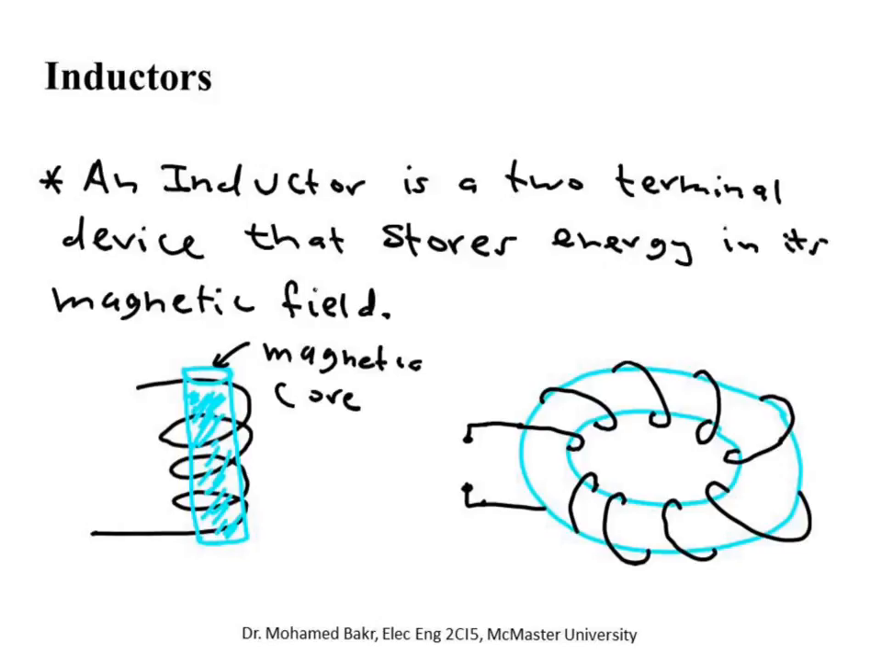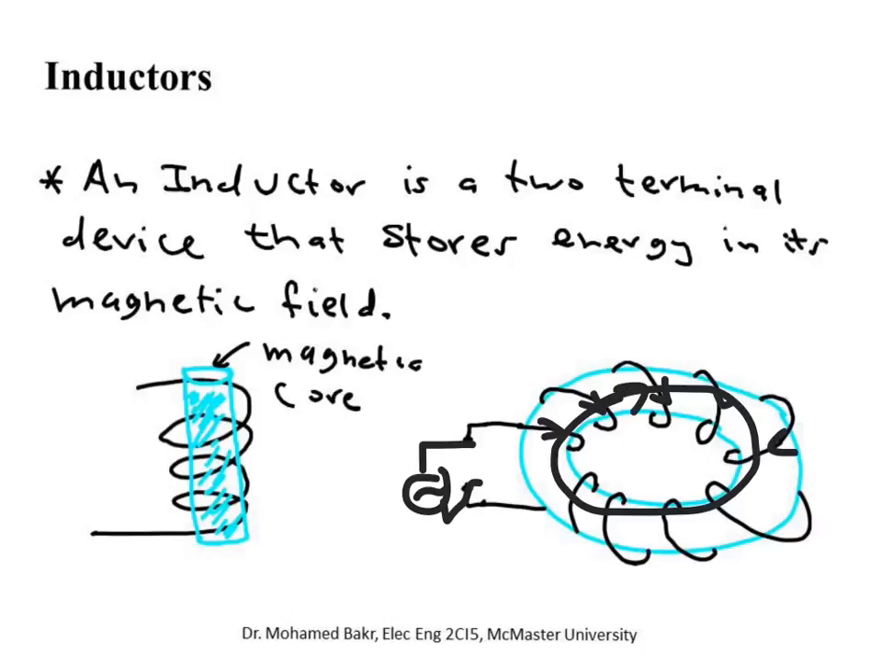So what happens when you connect a source to this inductor? Say here, if you connect a voltage source of some sort, there'll be some current injected in these turns. So there'll be a current flowing in these turns, and this current is going to create magnetic flux phi. It's a magnetic field inside the core, and this magnetic field is the one that stores magnetic energy.